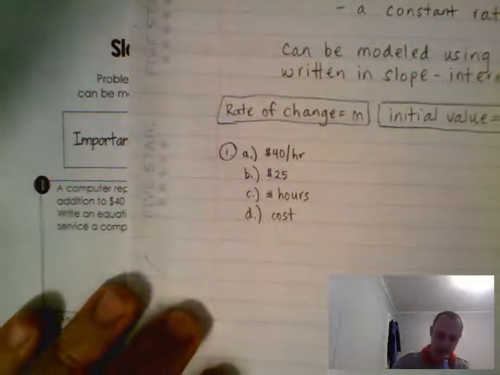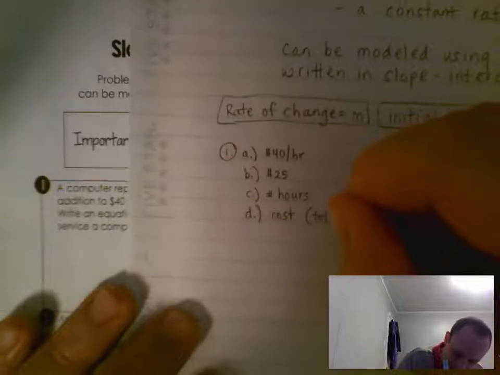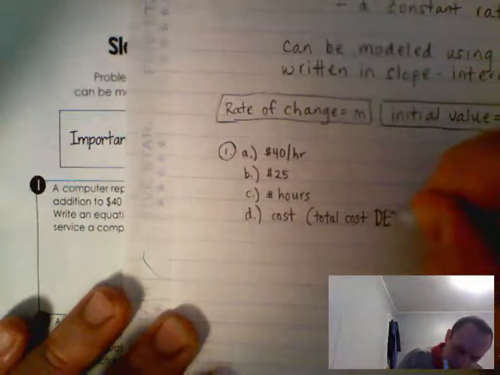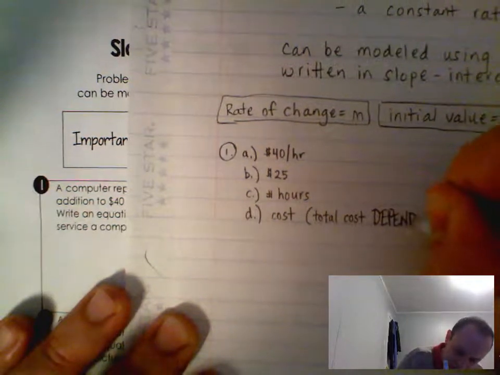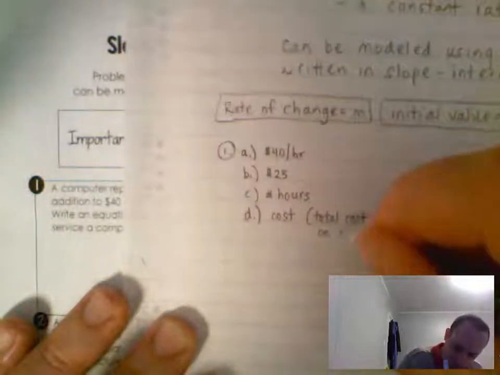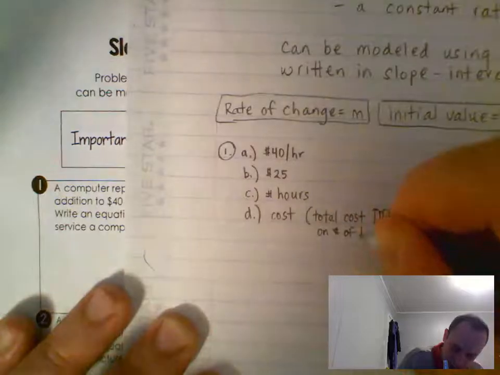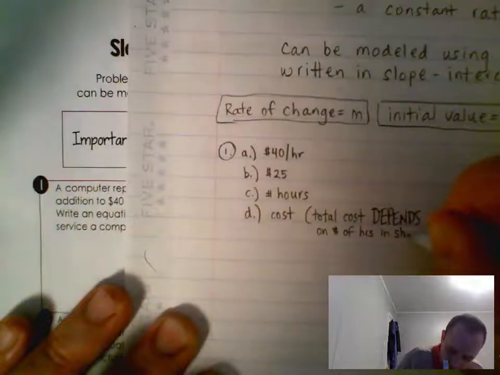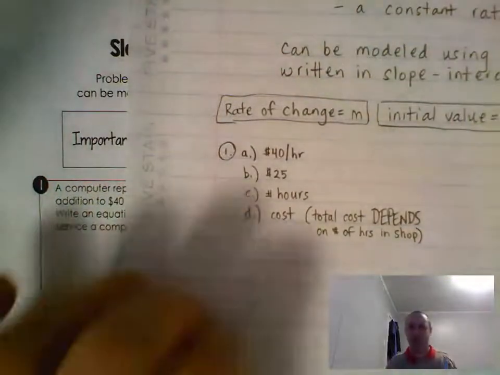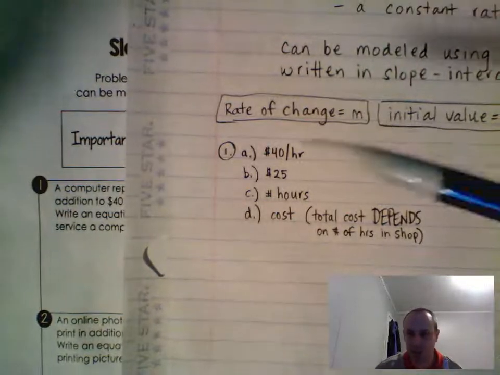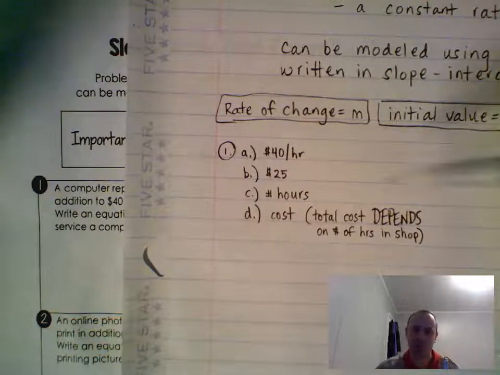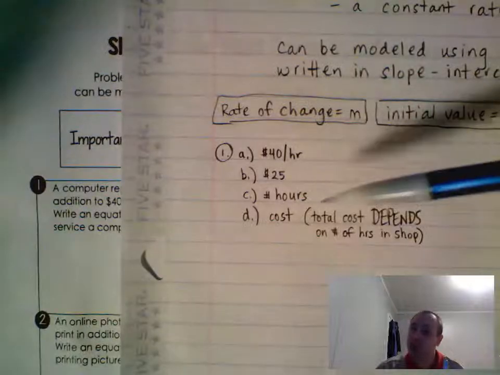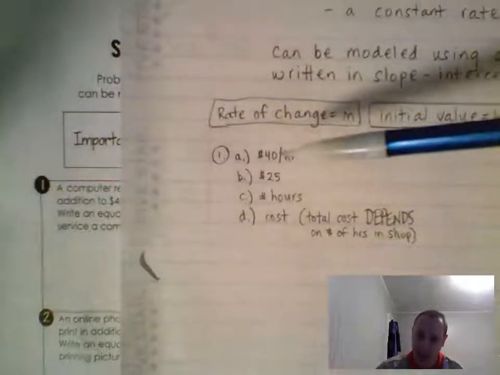Okay, and here's why. Because the total cost depends on the number of hours, I'm going to call it, in the shop. So if your computer spent 1 hour in the shop, it would be like $40 plus that 25, right? So the cost would depend on that.